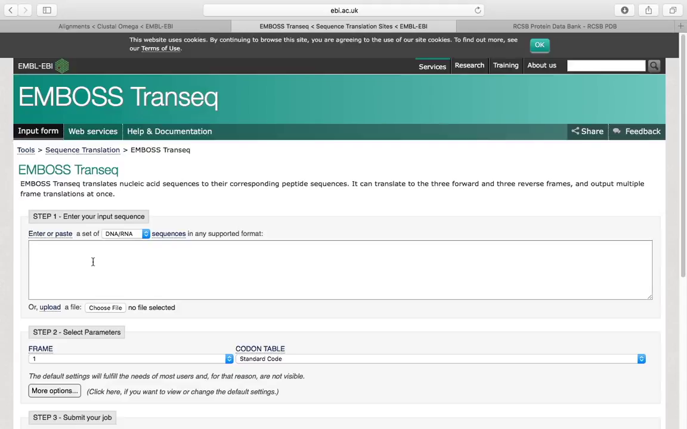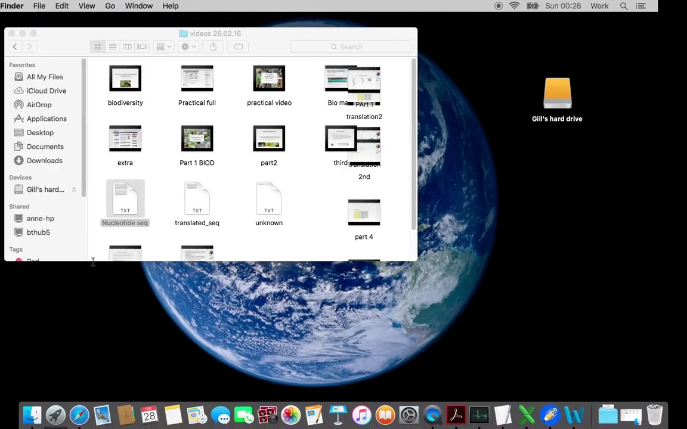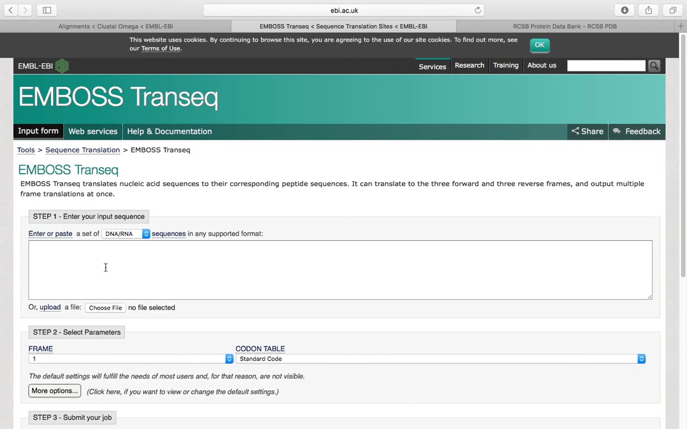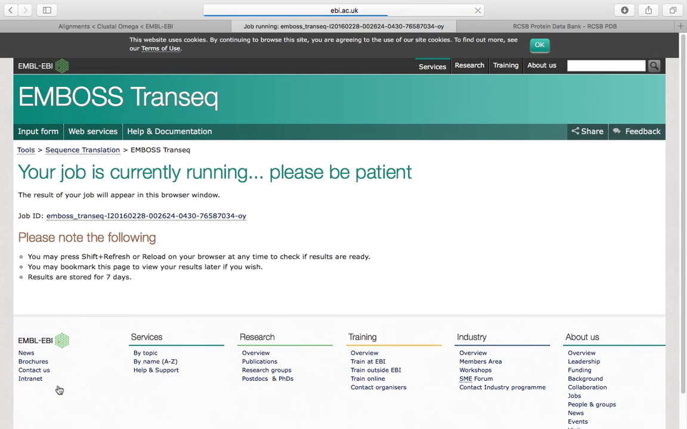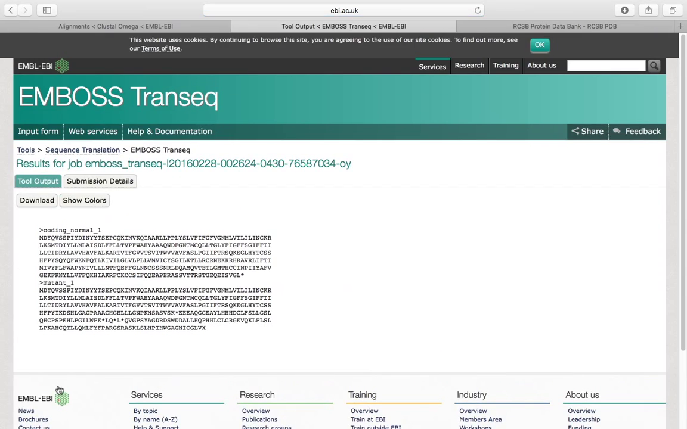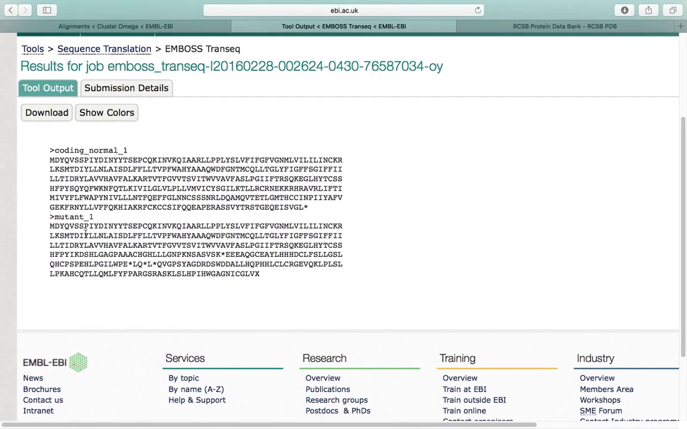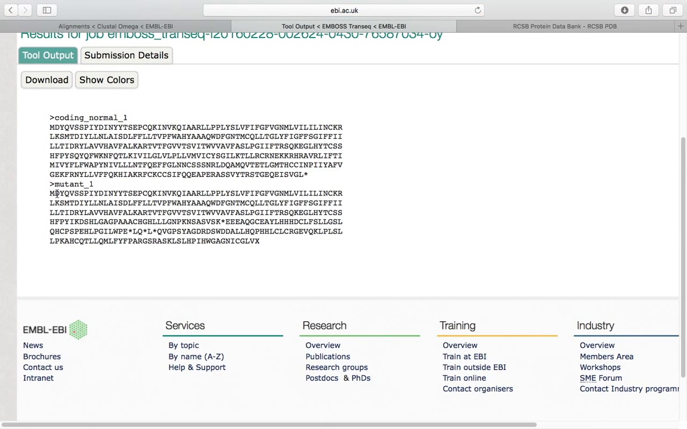It's going to translate our nucleotide sequences into protein, and what it does is find a stop codon and highlight it with a star. So we're going to look and see if we can find the first stop codon. What you need to do is copy the same sequences into EMBOSS Transeq and press go. Okay, so we have our result here. Coding normal begins with a methionine, like every good protein does, and it ends with a stop codon, which is fantastic. Now the mutant also begins with a methionine, but where's its stop codon?